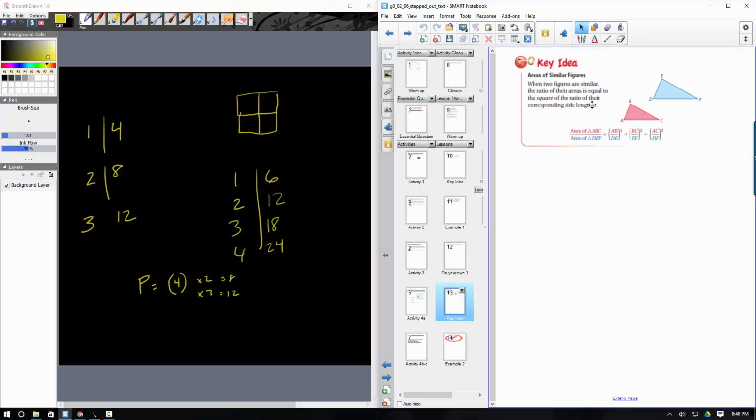Now we're going to look for the same thing, but for area. And for area, again, this is a two-dimensional thing. This is what I was kind of alluding to before. So it's length times width. So you're going to notice that it's going to change or be squared.